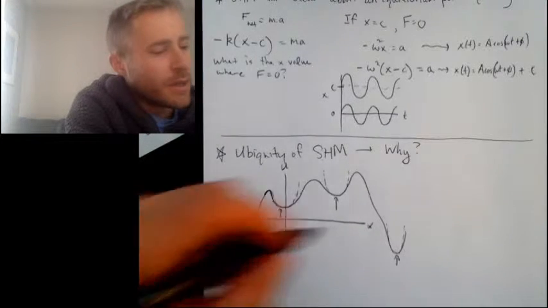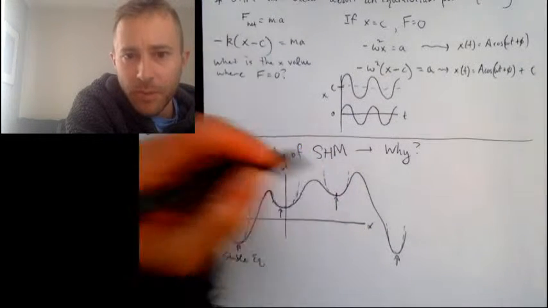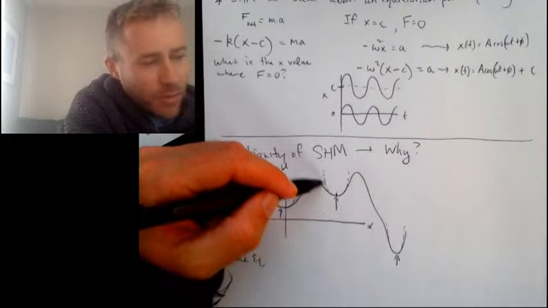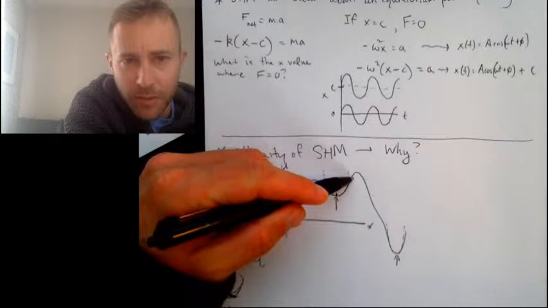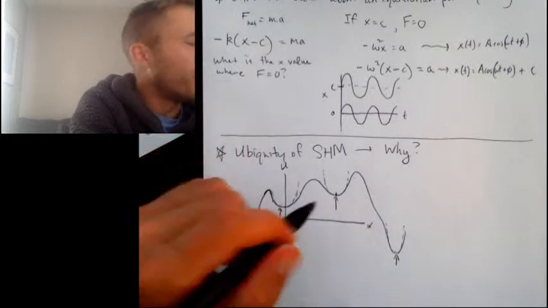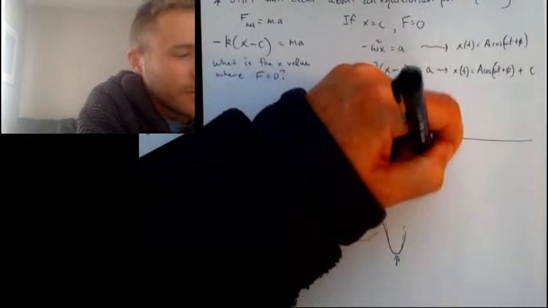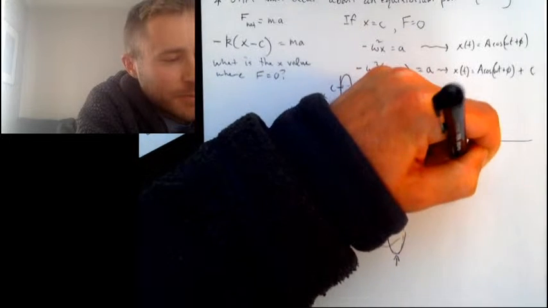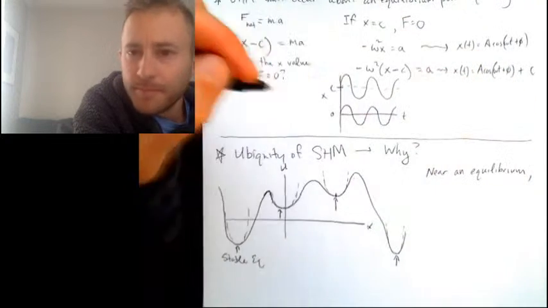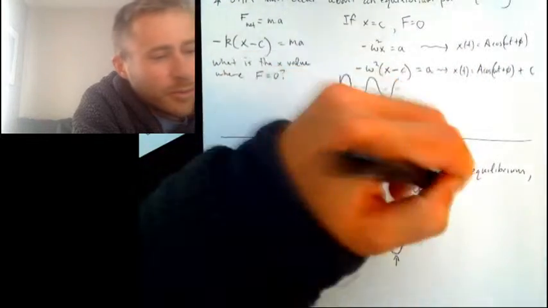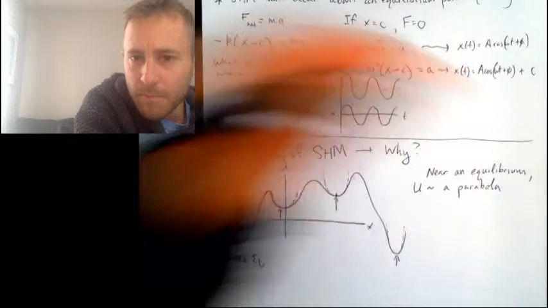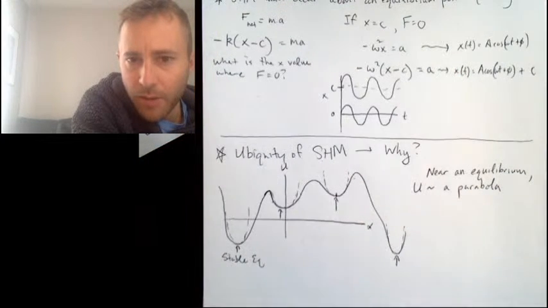And so if we are at the minimum or close to the minimum, close to the equilibrium, it looks like a parabola. And the further we move away from the equilibrium, the more it deviates from the parabola. But near an equilibrium, the potential energy function is approximately a parabola. Okay? It's approximately a parabola.